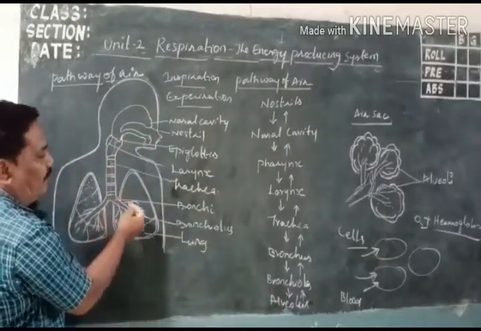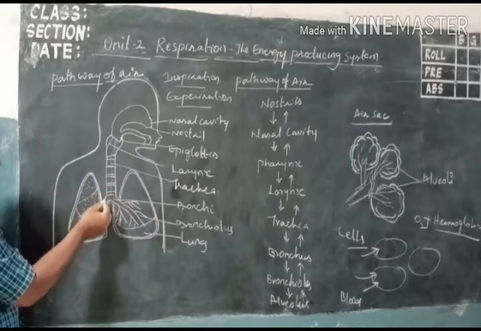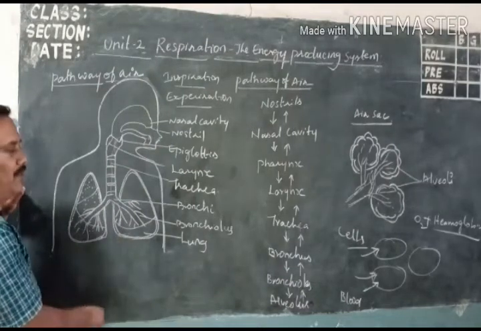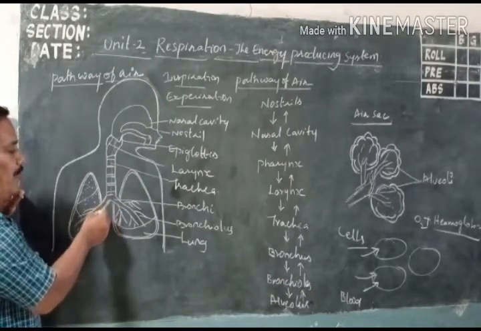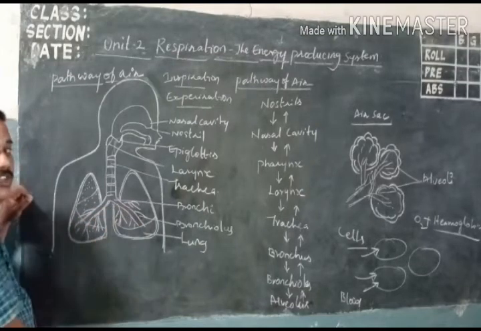The trachea opens into the bronchi. Bronchi means the trachea divides into two parts, two portions. That is called the bronchi. Why does it divide into two parts? One part enters the right lung, and the other part enters the left lung.